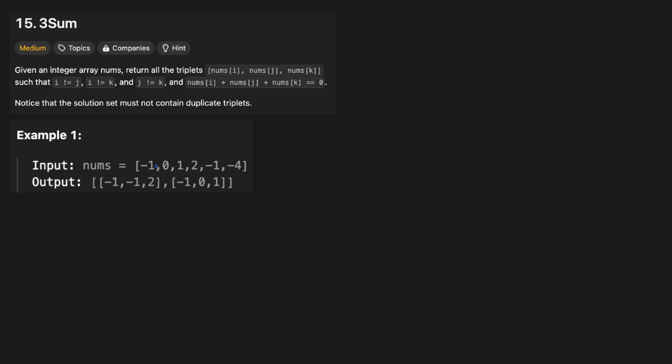Then in example 1, for the given nums array, we can have three triplets which sum up to 0. One is at indices 0, 1 and 2 with elements -1, 0 and 1. The next one is at indices 1, 2 and 4 with elements 0, 1 and -1. And finally the last one is at indices 0, 3 and 4 with elements -1, 2 and -1.